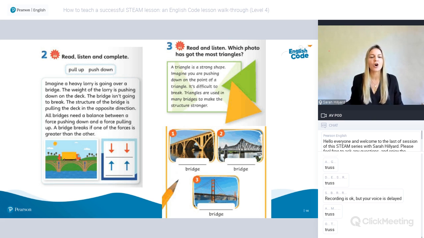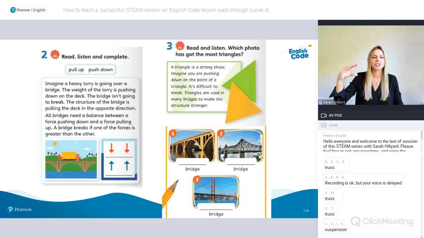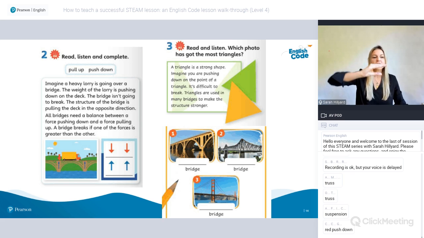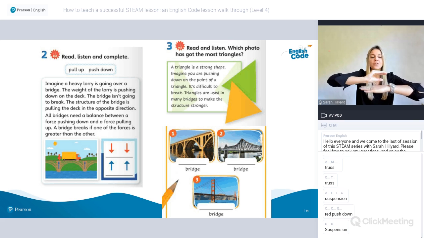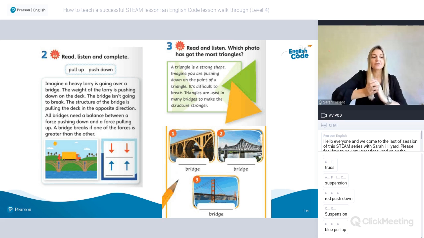Imagine a heavy lorry is going over a bridge. The weight of the lorry is pushing down on the deck. The bridge isn't going to break. The structure of the bridge is pulling the deck in the opposite direction. All bridges need a balance between a force pushing down and a force pulling up. A bridge breaks if one of the forces is greater than the other. Someone said physics before, didn't you? There you go. There's the physics, the forces.